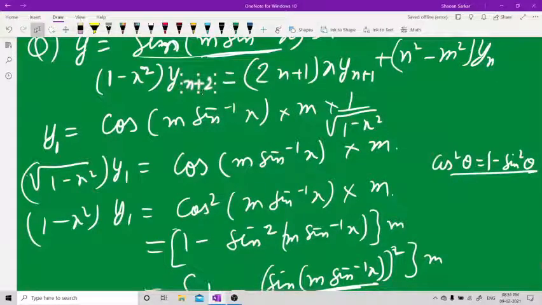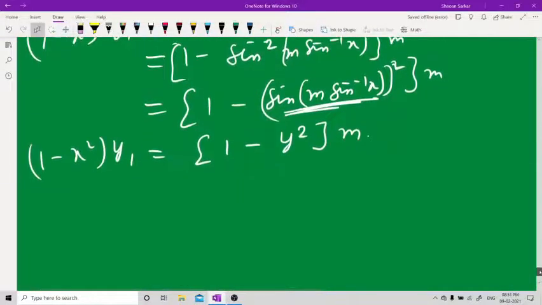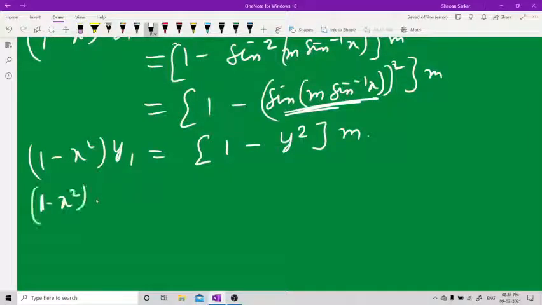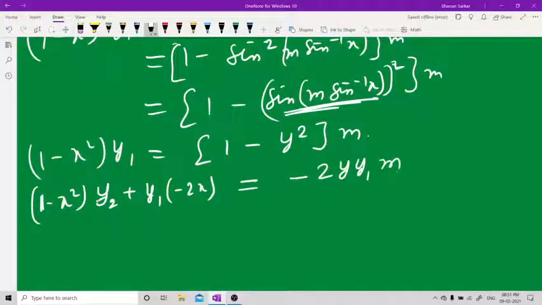You need to differentiate it for the second time. Now see this. Differentiate the first function as it is: differentiation gives y2 plus y1 minus 2x, then differentiate this whole thing, minus 2y y1 into m. So cancel, you are not able to cancel anything. Wait a minute, y1.